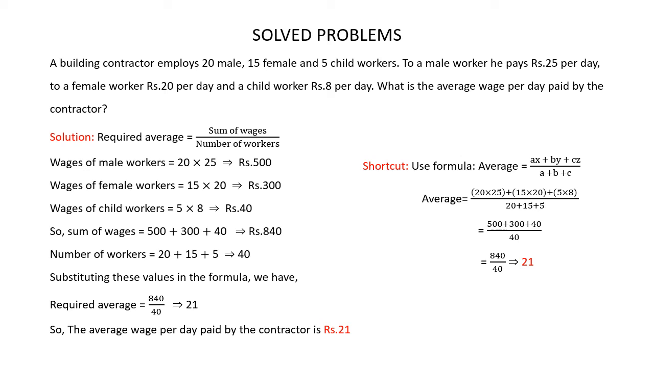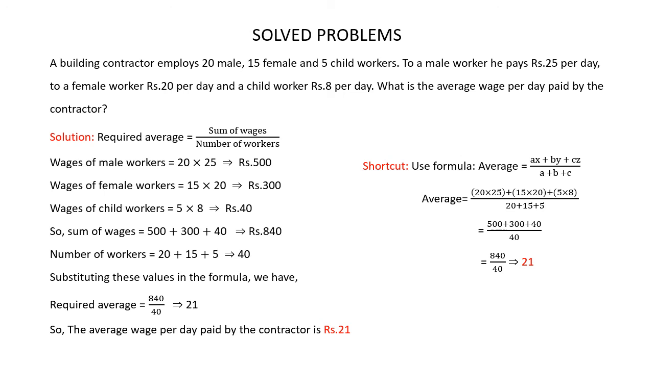Now you know that the number of workers is equal to 20 plus 15 plus 5, which is 40. So sum of wages is 840 and number of workers is 40. So substituting these values in the formula, we have required average is equal to 840 divided by 40, which is 21. So the average wage paid by the contractor per day is 21 rupees.